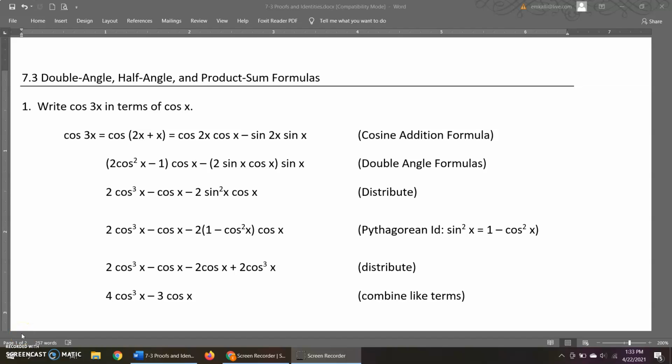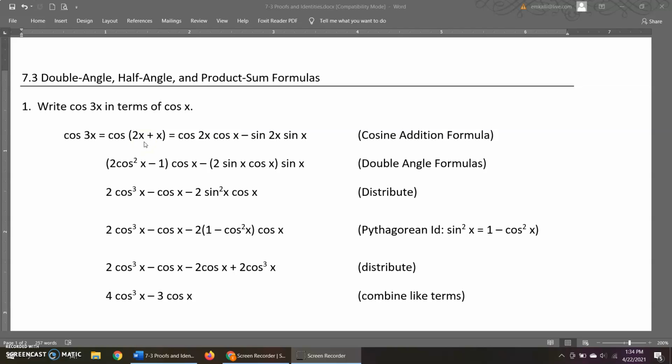Everyone, we're going to take a few minutes to talk through some of the harder examples from lesson 7.3. And the first one that we have here is write cosine 3x in terms of cosine x. So what we're going to do is we start out with saying, well, we don't have a formula for cosine of 3x, but I can use some algebra to split that apart into things that we do have formulas for. So we can split it into 2x plus x.